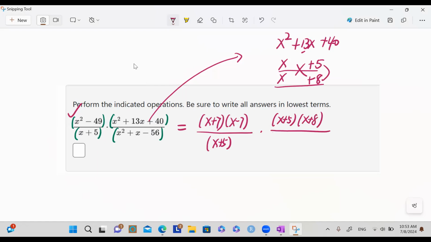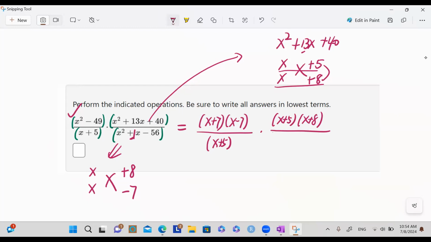And similarly for the bottom, break down x squared as x and x. For minus 56, you use 7 and 8. One of them must be positive: the bigger number is positive and the smaller number is negative, because when you sum them up, you should end up with the positive.